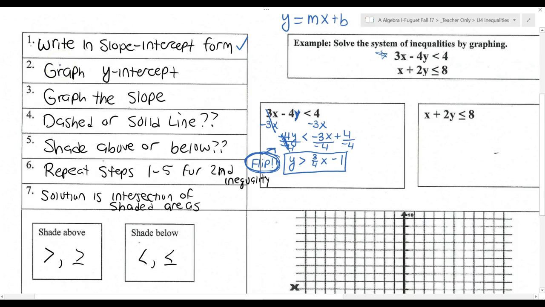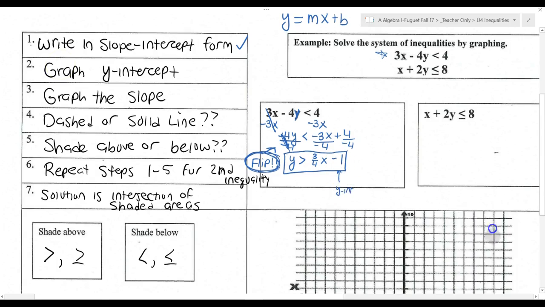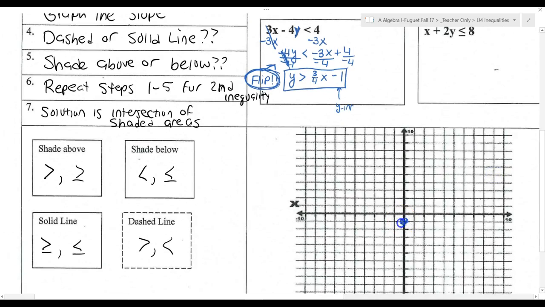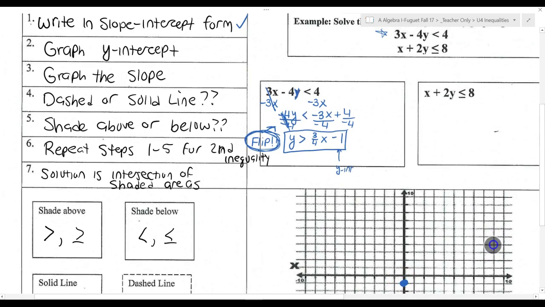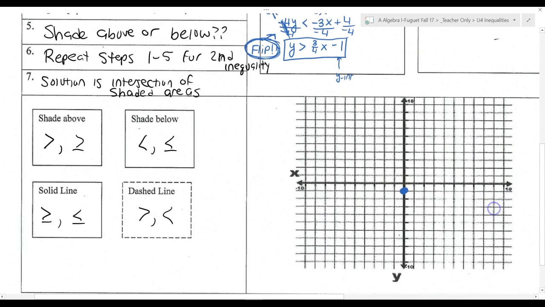Step 2, we're going to graph the y-intercept, which in this case is going to be negative 1. So I'm going to go down to my graph paper and plot a negative 1 here in blue. Next is going to be my slope. My slope is a positive 3/4, and so I'm going to go up 3. So count 1, 2, 3. And then to the right 4 since it's positive. 1, 2, 3, and there is my second point.